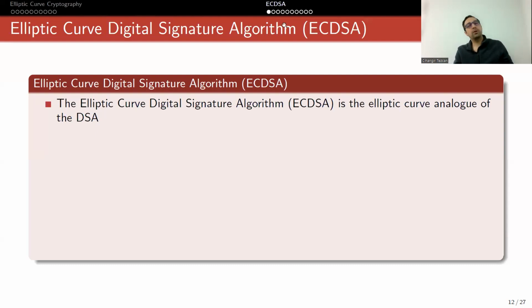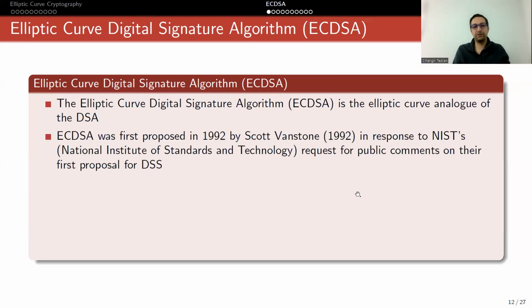Okay, so far we talk about digital signature algorithm, and now we talk about elliptic curve cryptography. Let's combine it and talk about elliptic curve digital signature algorithm. So elliptic curve digital signature algorithm, ECDSA, is the elliptic curve analog of the DSA algorithm, digital signature algorithm.